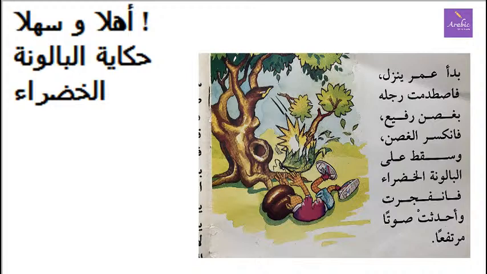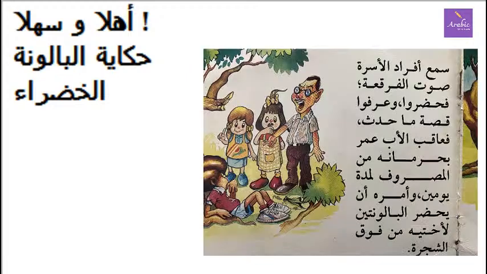Okay, so let's go to the sixth page. Next page, الصفحة السادسة. Okay. سمع أفراد الأسرة. سمع, they heard. The family members. أفراد الأسرة is family members. أسرة is family and أفراد is members. The singular of أفراد is فرد. صوت الفرقعة, the burst sound. فرقعة is the burst or the blast of the balloon.